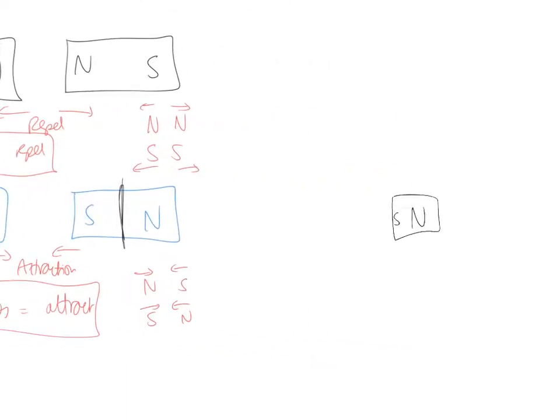No, well, this side becomes a south pole, and then that side becomes a north pole, just like that. So you can't just cut a magnet and expect to get one pole. They always exist in pairs. And coming off the back of that, we need to know what the shape of a magnetic field is around one of these bar magnets.